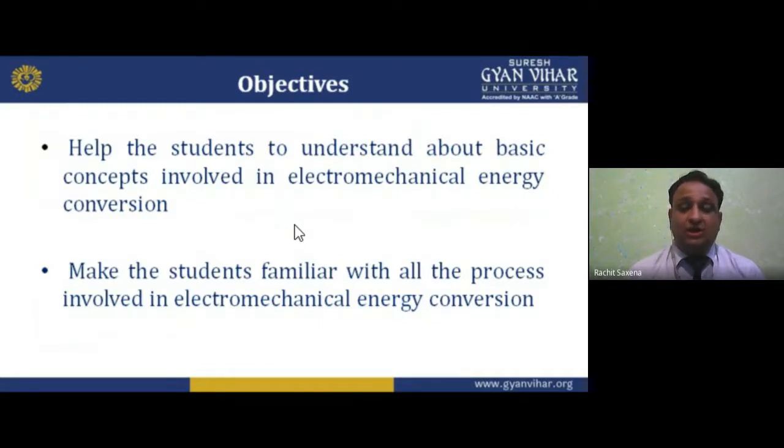So what are the processes involved? We are going to study this in this unit. I hope you understand this. Okay, now move forward.